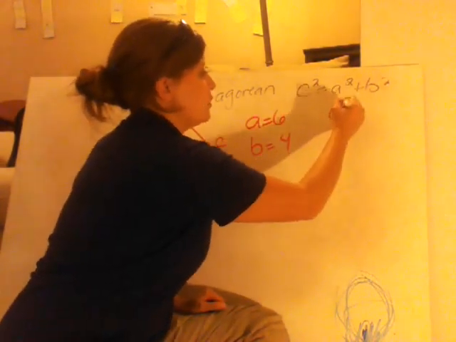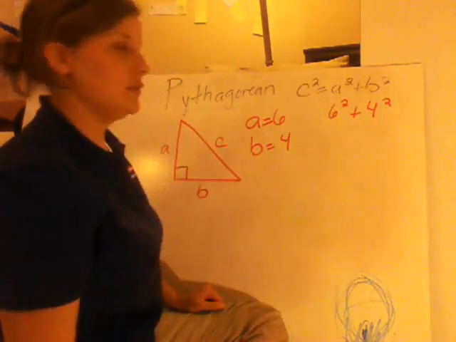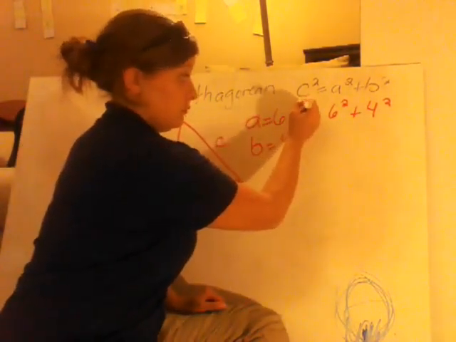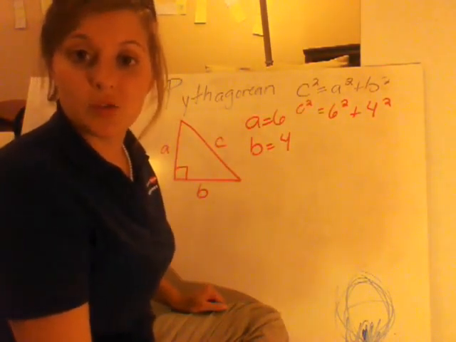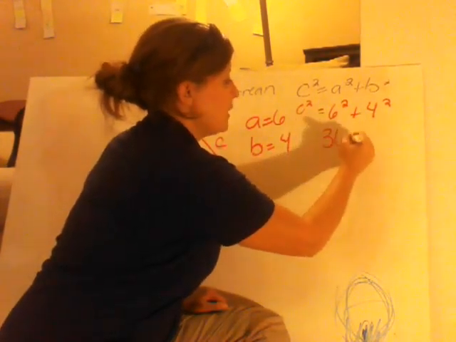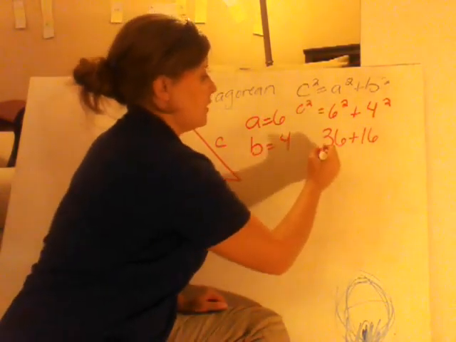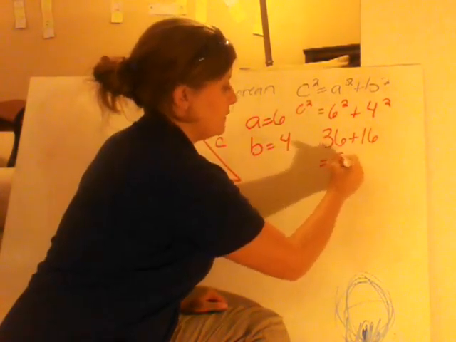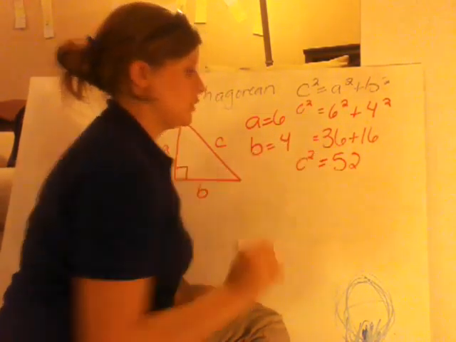I'm going to take 6 squared plus 4 squared. Alright. c squared equals 6 squared plus 4 squared. 6 squared is 36. 4 squared is 16. 36 plus 16. Alright, so I get 52. So now I have c squared equals 52.